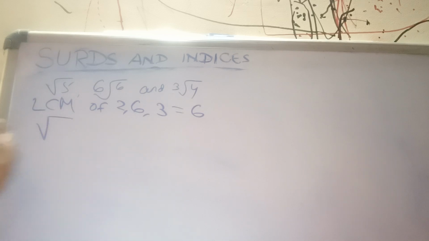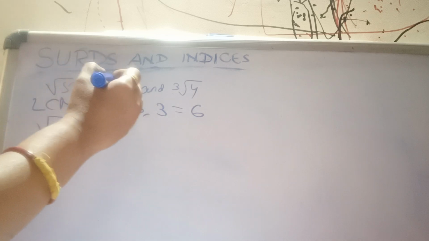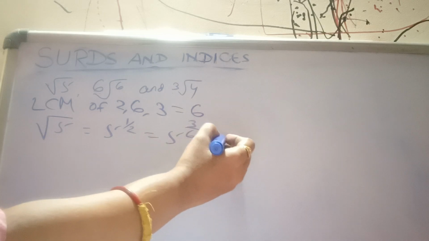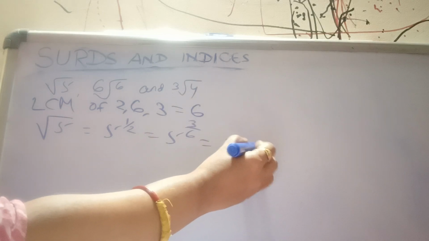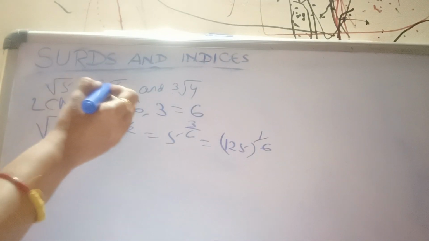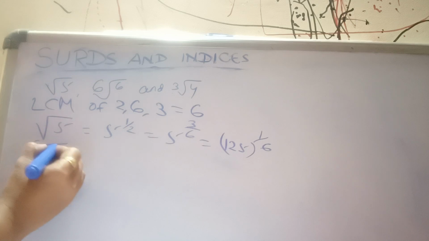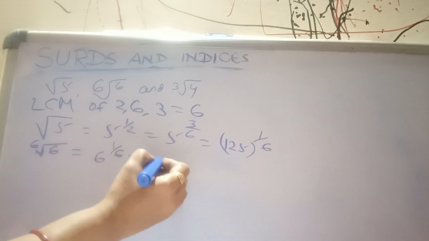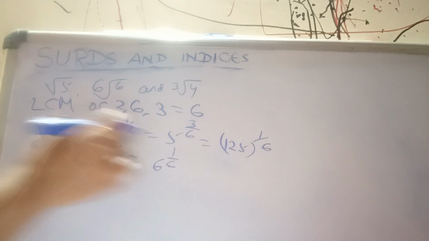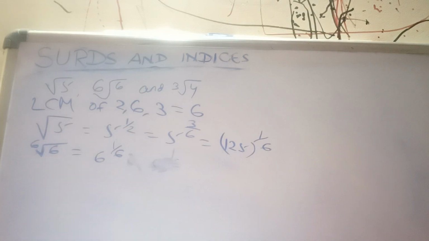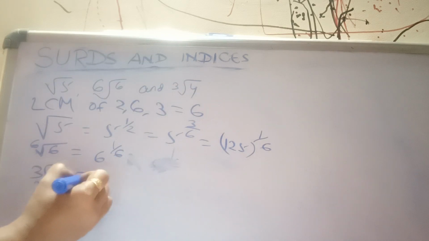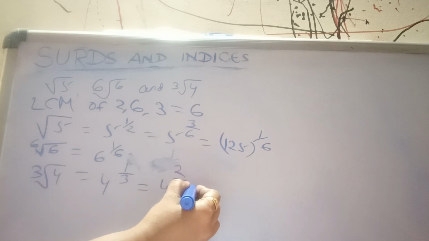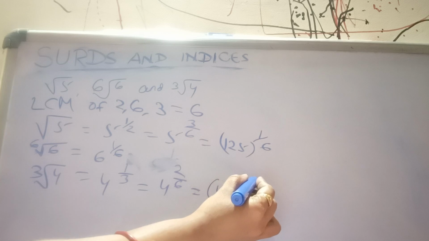Root 5 equals 5 to the power 1 by 2, equals 5 to the power 3 by 6, so 125 to the power 1 by 6. Next is the sixth root of 6, equals 6 to the power 1 by 6. Same. The power is already 6, so no problem. Next is cube root of 4, so 4 to the power 1 by 3 equals 4 to the power 2 by 6, equals 16 to the power 1 by 6.